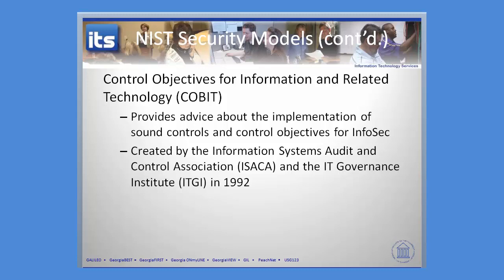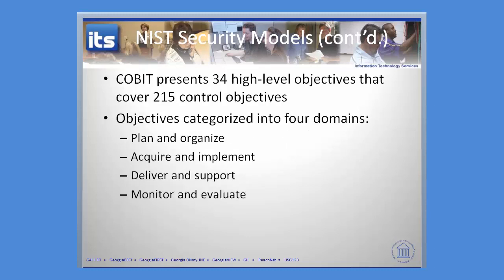Alright, welcome back. We're now going to talk about COBIT, or Control Objectives for Information and Related Technology. This is another one of those models that's pretty popular out there in terms of putting controls into place for information security. It's pretty extensive. So when you look at COBIT, what you're talking about is 34 high-level objectives. They're going to cover 215 different control objectives.